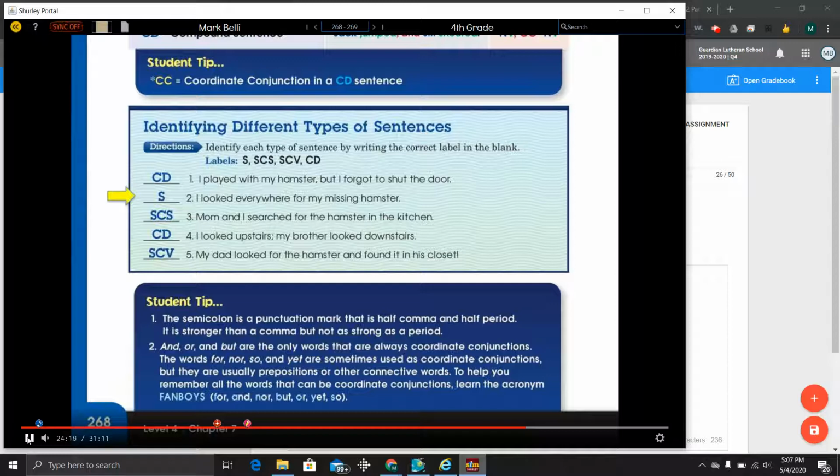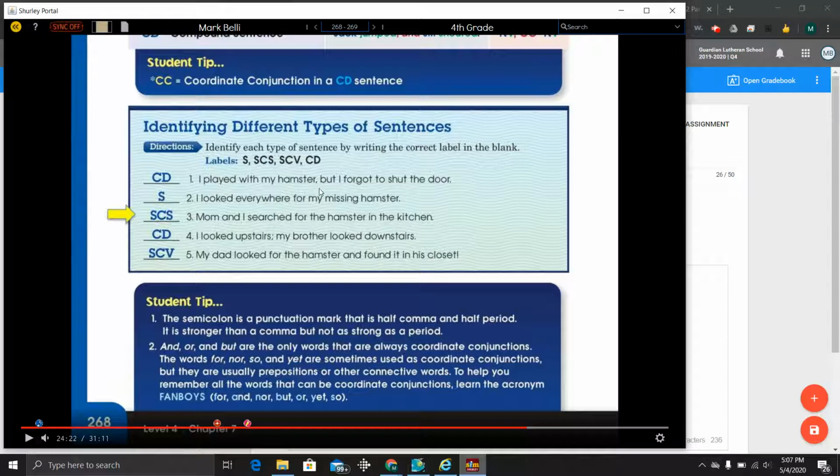Sentence 2 is a simple sentence. Okay, I'm going to back up really quickly to sentence 1. You have two independent clauses. They didn't go over that at all, but I think I just want to note those quickly. So the first clause in the sentence, I played with my hamster. That could be an independent sentence all by itself. You could put a period after hamster and be done with it.